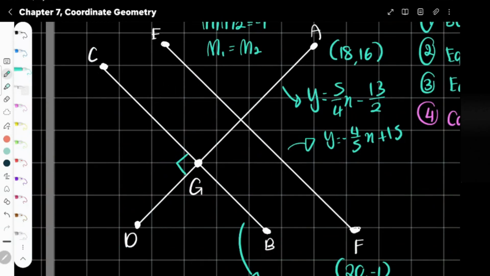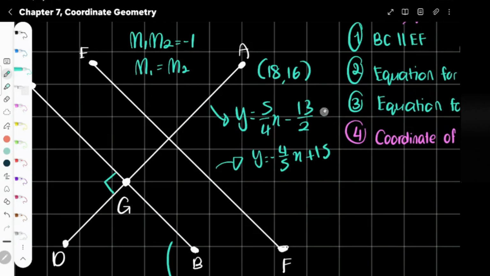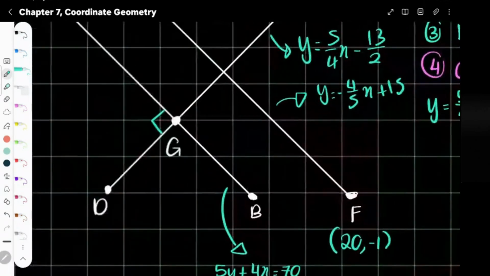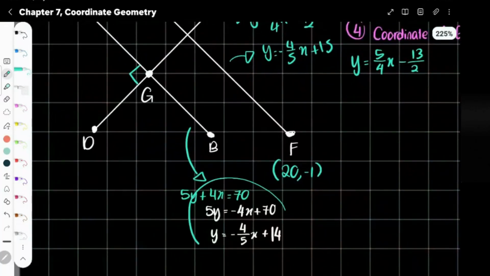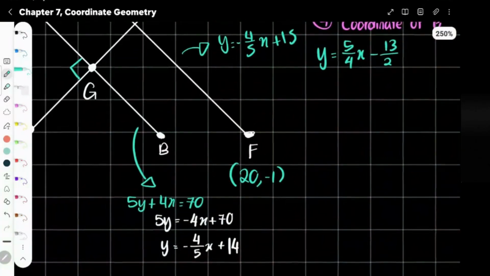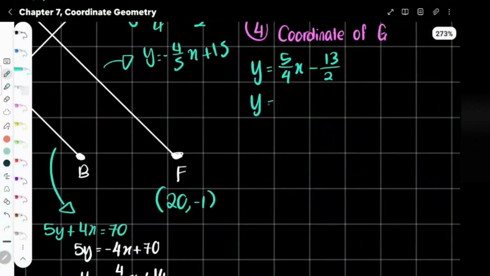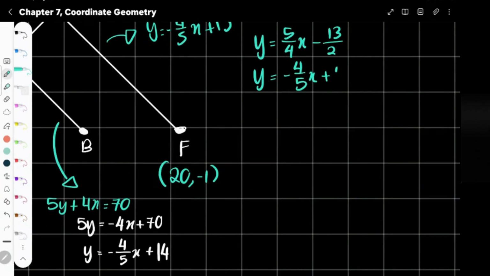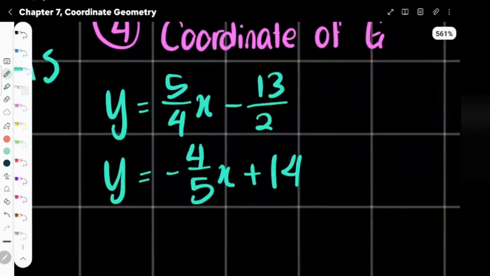So what are the equations that they give? Let's write first: y equal to 5/4 x minus 13 over 2. And the next equation that it is touching is this one here: y equal to negative 4/5 x plus 14. The way I arrange this means that we are doing a simultaneous equation. It is very simple. Just label this as the first one, label this as the second one.